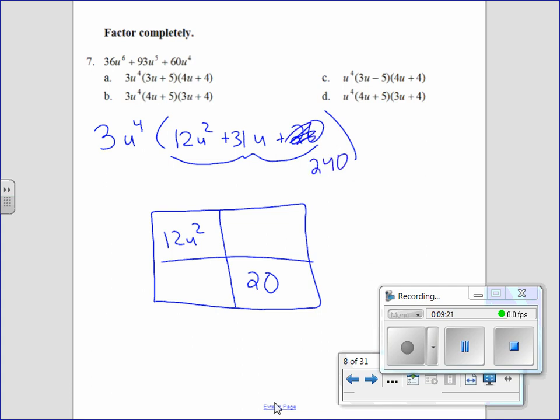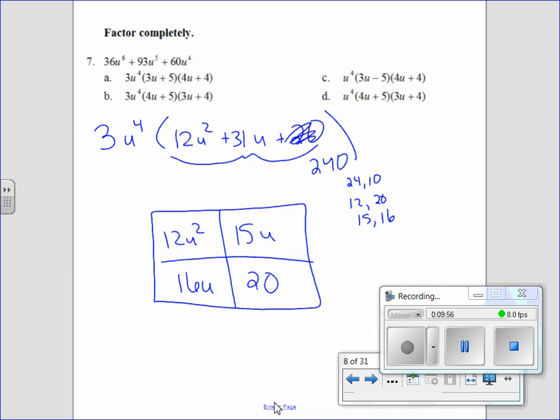And now we need to find numbers that multiply to 240 that add to 31. So I'm just going to do a brainstorm list. 24 and 10, would that do it? No. 12 and 20. Oh. 15 and 16. Awesome. That's on our 3rd try. I just try things until I get it. And they're all positive, so that's going to be good.